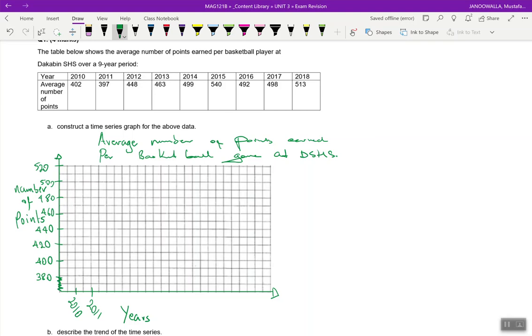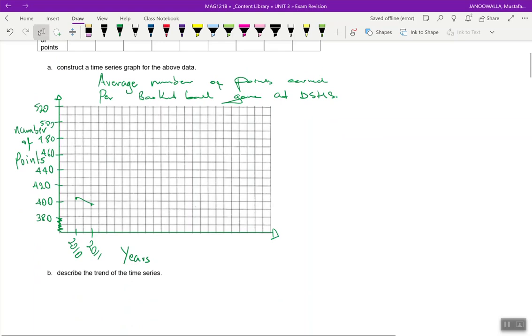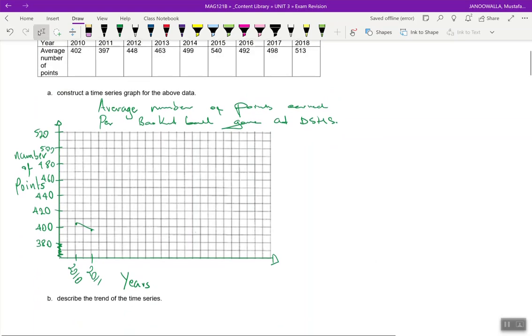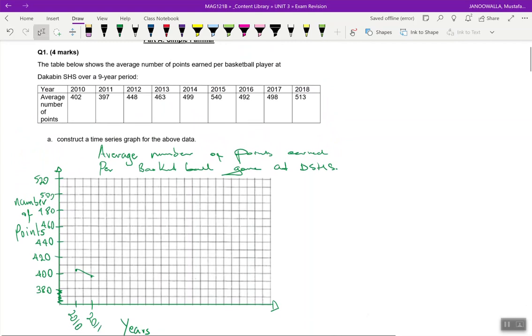Then to plot, I don't need to show you this. At 2010 it's 402, 2011 is 379, 397, sorry, and so on. And you're going to get your graph, you're going to join the dots, and you're going to describe the trend. Is it an upward trend, downward trend? And always look at the marks.